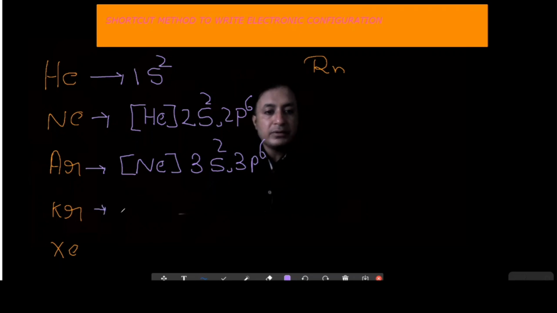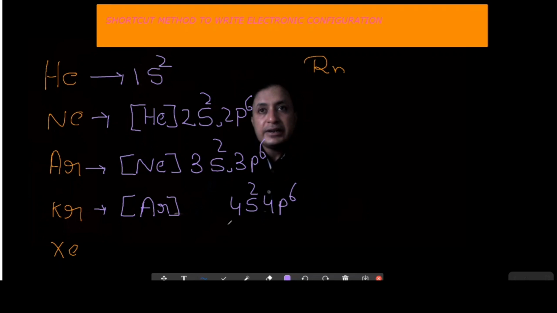Then for krypton, as you know, the atomic number of krypton is 36. So when you write argon over here, it means you have already represented 18 electrons. The outermost shell electronic configuration will remain the same, that is 4s2, 4p6. But after that, 10 more electrons are required to complete the electronic configuration of krypton. So those 10 electrons will definitely go to the d orbital. So it will be like 3d10, 4s2, 4p6.